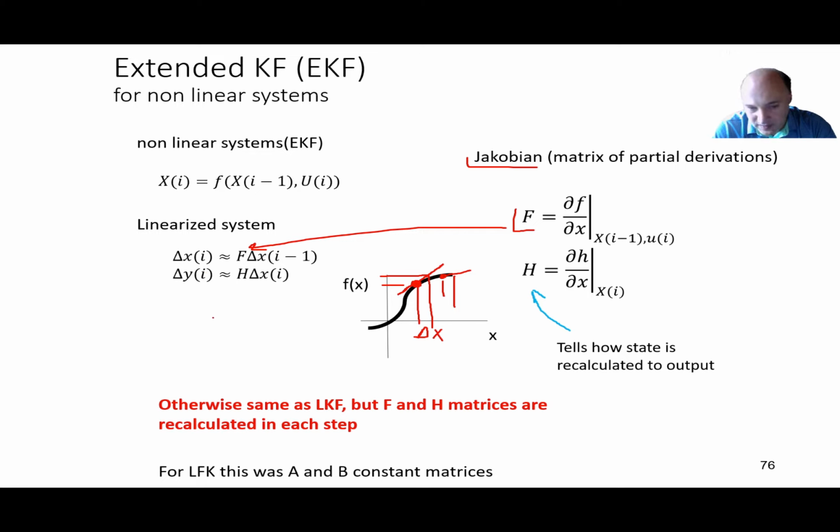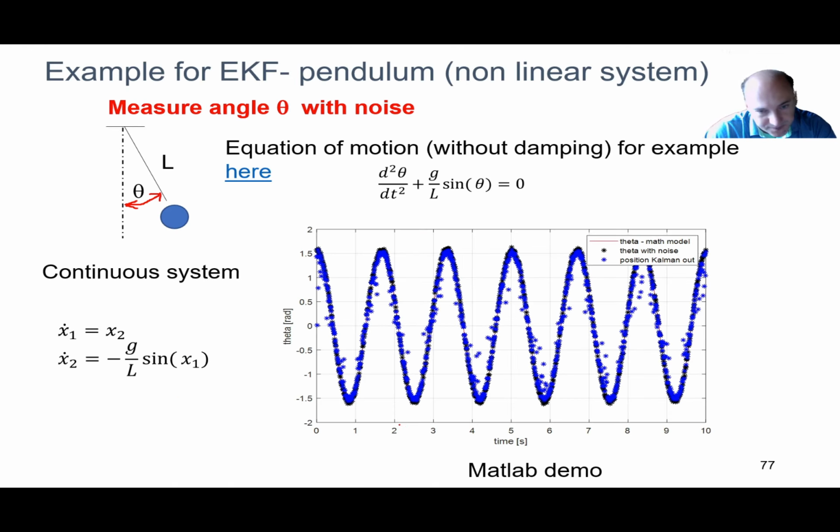So the only difference in this sense between the linear Kalman filter and the extended Kalman filter is that at every step I need to recalculate this matrix F and H, and this will replace the constant matrices A and B that we had in the linear case, but the equations will be the same. So let's take a look at how to actually use this in an example.